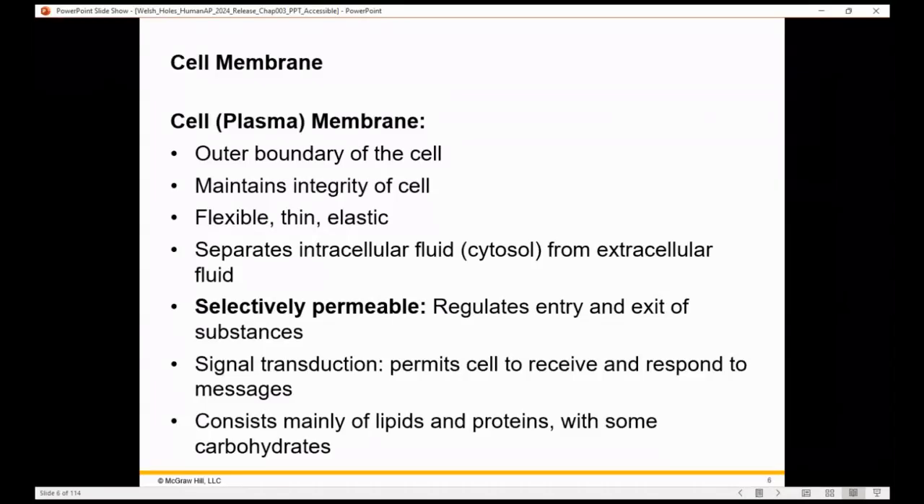Also, cell membranes are responsible for signal transduction. That permits the cell to receive and respond to messages. And the membrane consists mostly of lipids and proteins and a few carbohydrates.